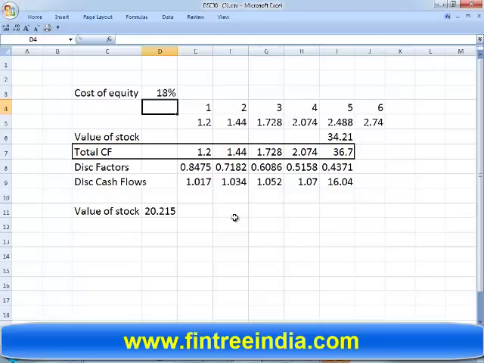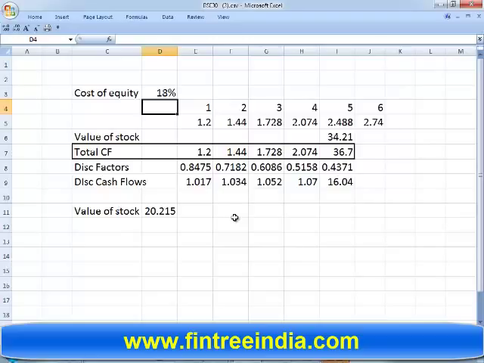36.7 divided by 1.18, 5 times, equal to M plus. Memory recall: 20.215.